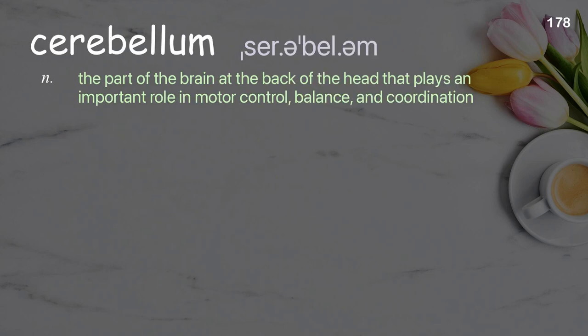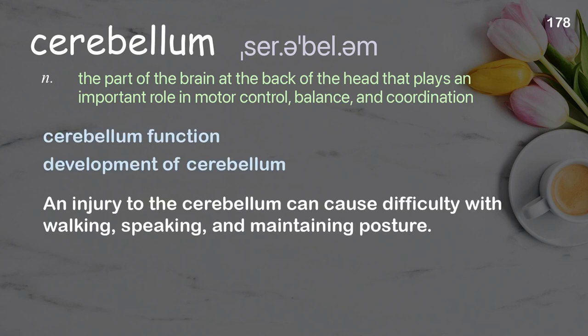Cerebellum: the part of the brain at the back of the head that plays an important role in motor control, balance, and coordination. Examples: cerebellum function. Development of cerebellum. An injury to the cerebellum can cause difficulty with walking, speaking, and maintaining posture.